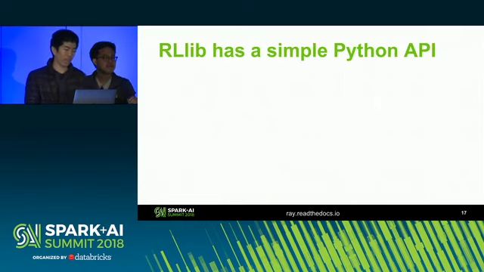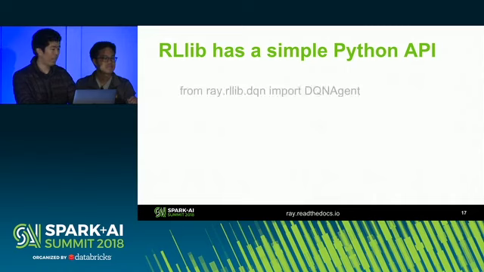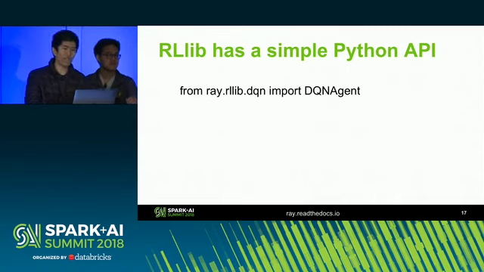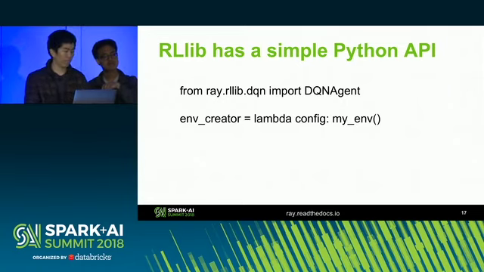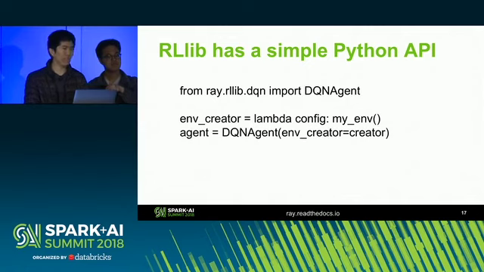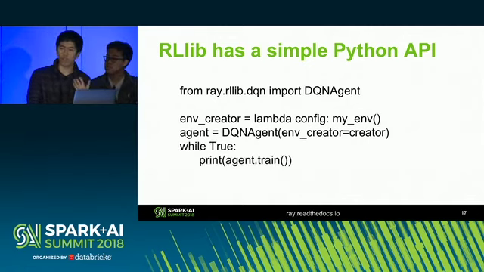So RLlib also has a very simple Python API. You can import these agents, and then you can specify custom environments. These environments can be standard benchmark environments, or they can be environments that interact with, for example, web serving systems or with offline data logs. And you create an agent, and then to optimize the policy for this environment, you can call train, which executes a round of optimization using RLlib.